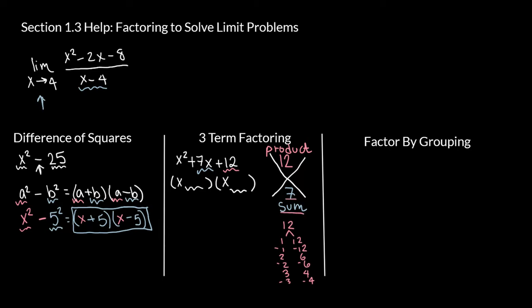1 plus 12 is 13, so that's definitely not it. And 2 plus 6 is 8. We want a sum of 7, so the numbers we want are 3 and 4. We want them both to be positive, because positive 3 times positive 4 is positive 12, which is our end number here, and positive 3 plus positive 4 is positive 7, which is our middle term. So our factored form is x plus 3 times x plus 4.